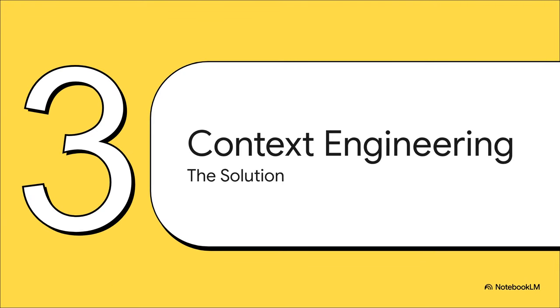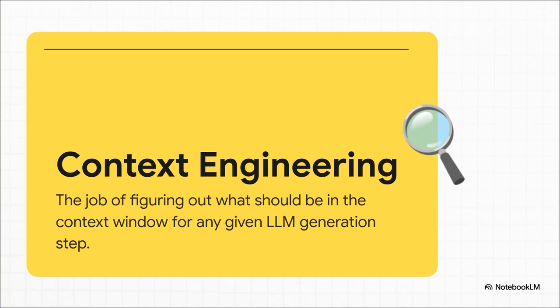So if the problem is just stuffing the context window full of, well, junk, then the solution has to be a much more deliberate approach. And this brings us to a whole new discipline called context engineering. Now, this isn't just another buzzword. It really represents a fundamental shift in how developers need to think. It's all about quality over quantity, about carefully crafting the perfect, concise set of information for the model to work with at any given moment.